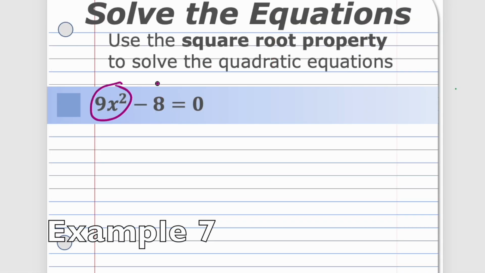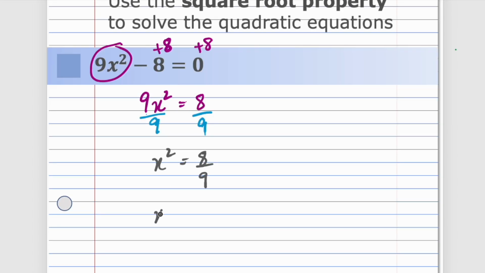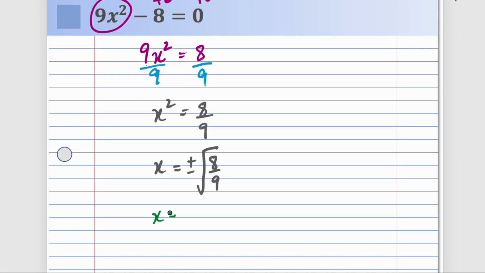Isolate the x squared by adding 8, both sides. 9x squared equals 8. Divide by 9. X squared equals 8 over 9, and take the square root of both sides, plus or minus the square root of 8 over 9. Don't forget about that denominator. And what we see is the square root of 8. 8 is not perfect, so it stays in, but 9 is. So the square root of 9 comes out as a 3.